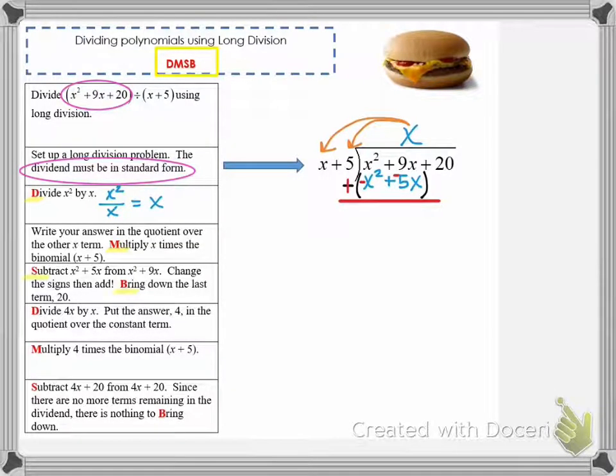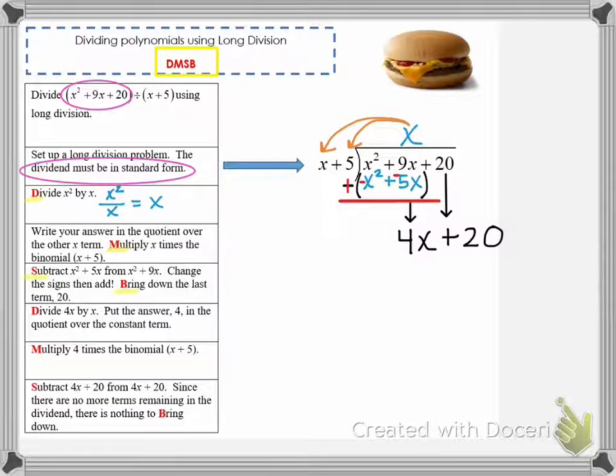And so now I'm going to add my like terms straight down. The x squared plus negative x squared are going to cancel each other out. Then the 9x plus the negative 5x gives me positive 4x. So that was my subtraction. Now I'm at B for burgers, but that stands for bring down. Just like a long division problem with regular numbers, I would bring down the next number. So I'm going to bring down the plus 20.